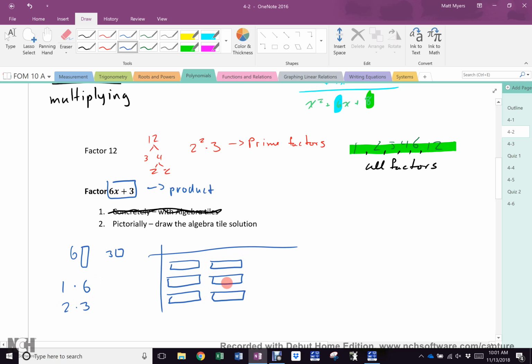Is that 6? And then how many little boxes do I need to get in there? 3. 1, 2, 3. Does that make a rectangle? Can I go down and across, up and across, and make a nice rectangle? Yes, there's nobody sticking out the side, everything's cool. Now, if that is my rectangle, then what are my factors? Where do the factors live? On the edges.